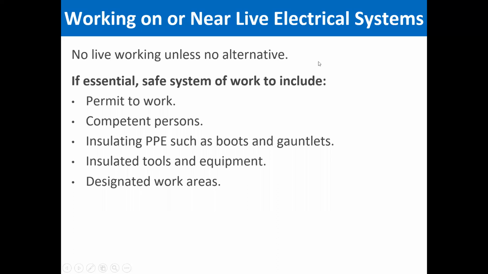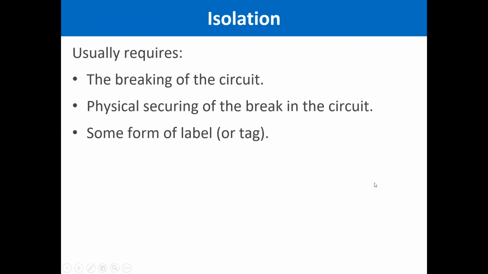So if you do work on a live electrical system, these are mandatory things you need to follow. You need to have a permit to work system, and always competent people to do the job. Insulating PPE must be provided, such as boots and gauntlets. Insulated tools and equipment must be used, in a designated work area only. Isolation usually requires the breaking of the circuit. So you need to switch it off or pull the plug, and then physically secure the break in the circuit by putting a lock and a tag around it.